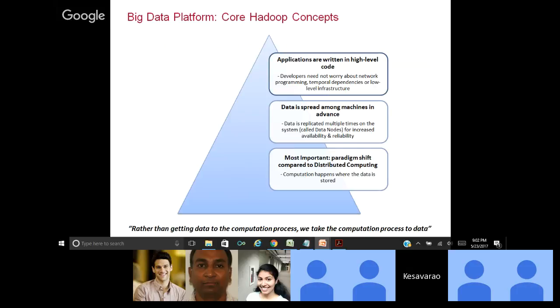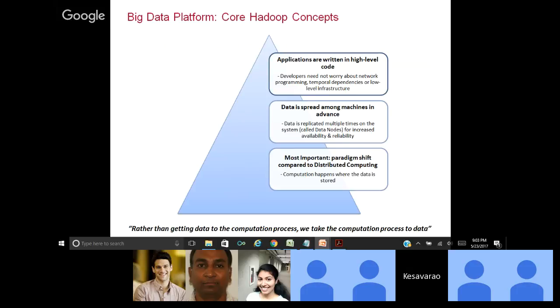The core Hadoop concept, this is one of the fundamental concepts. Applications are written in high-level code. Developers need not worry about network programming, temporal dependencies, or low-level infrastructure things. The application is always at the higher level, right? You don't really care about network-level or system-level programming. And data is spread among machines in advance. What that means is data is replicated multiple times on the system, for the reason that you need high availability and high reliability. That's why it is spread across multiple machines.